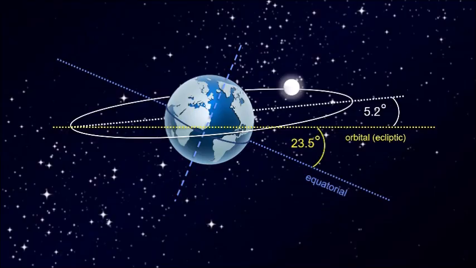As we already know, Earth's equatorial plane and ecliptic plane are at an angle of 23.5 degrees with each other. The direction of the Moon's orbital plane is indicated by white dotted line, which is at roughly 5.2 degree angle with respect to Earth's ecliptic plane.